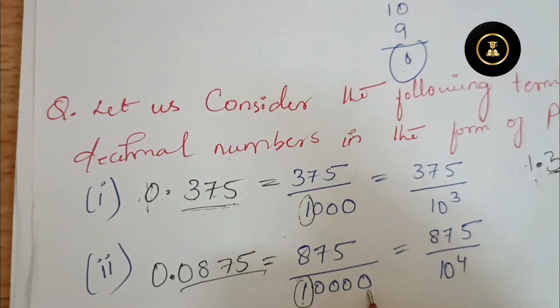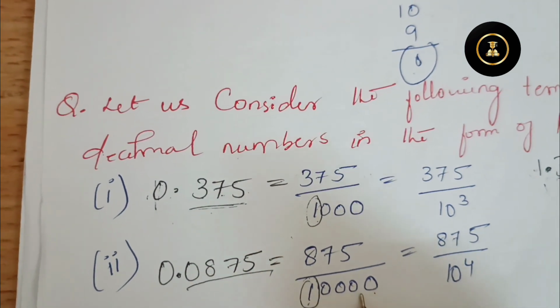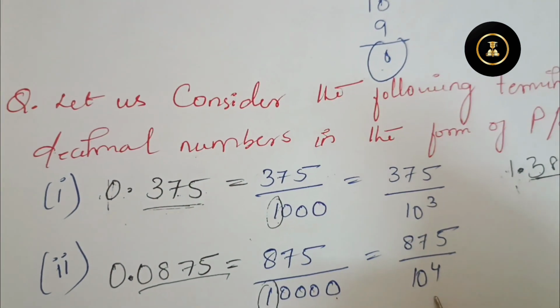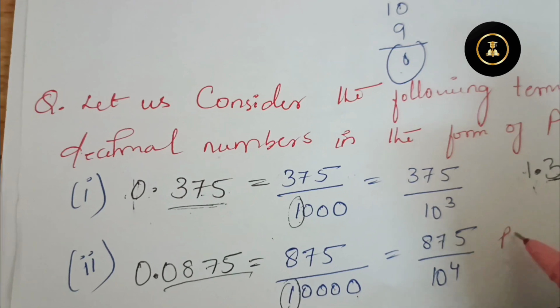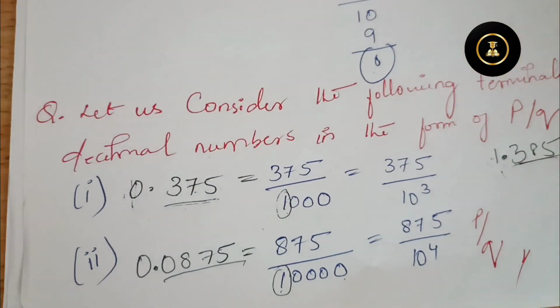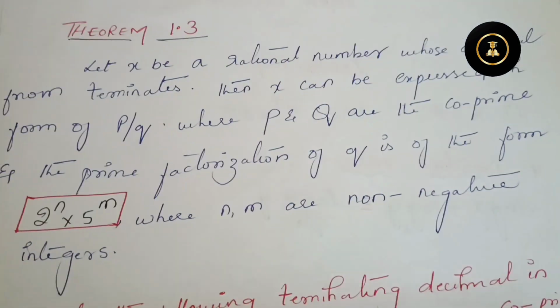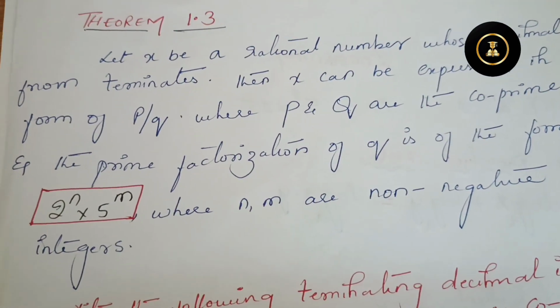So I will write 4 zeros. So it is 10,000, which we can write as 10 to the power of 4. It is in the form of p by q. I hope you understood these things. Now let's see Theorem 1.3. It's related to terminating and non-terminating decimals.